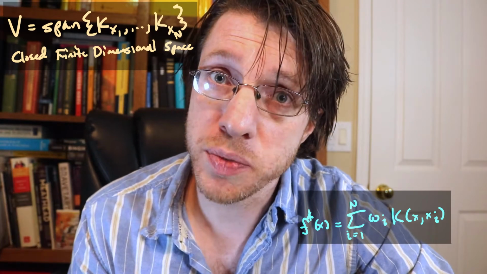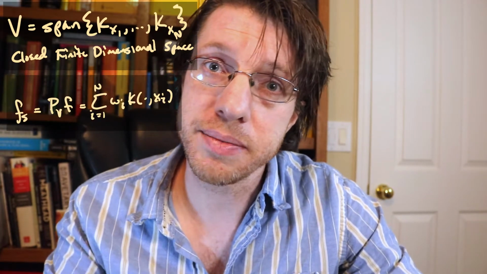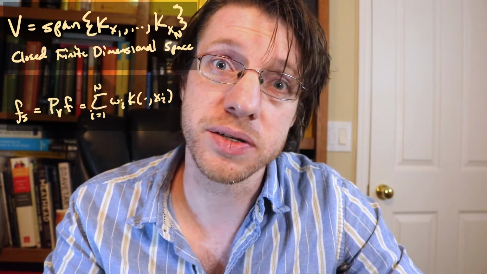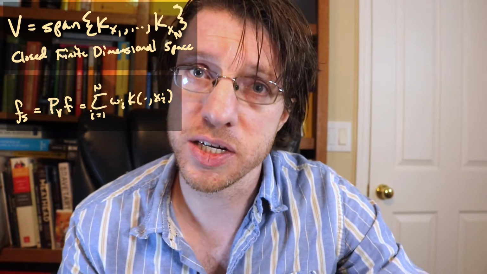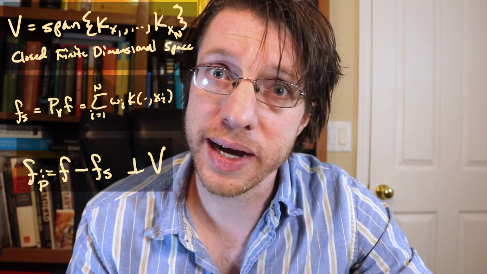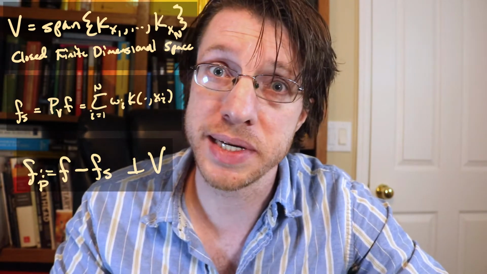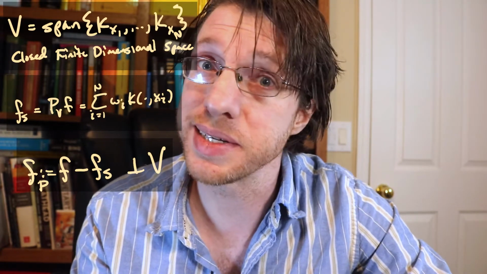And if you have a closed subspace, then you have something that is called a projection onto that space. What this means is that from some generic f, there is a function inside of our finite dimensional subspace that is as close as possible to f. And if you subtract that off from your generic f, then what you're left with is a function that is perpendicular to the original subspace. And this is a generic statement about Hilbert spaces and projections.